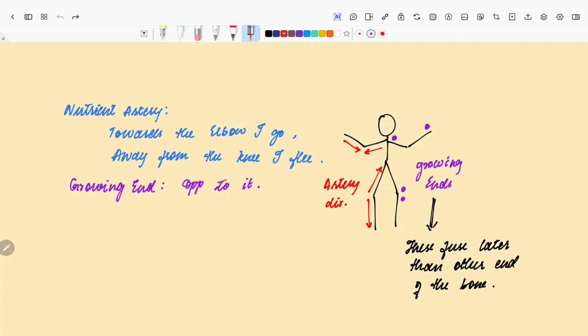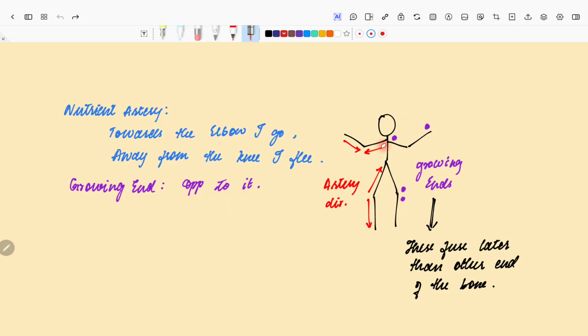Away from the knee I flee means the nutrient artery goes in the direction away from the knee. So it goes from the knee towards the hip, and from the knee towards the ankle joint. This is the direction of the nutrient artery. Why do we want to know this? We need to know the growing end. The growing end is said to be opposite to the direction of the nutrient artery.